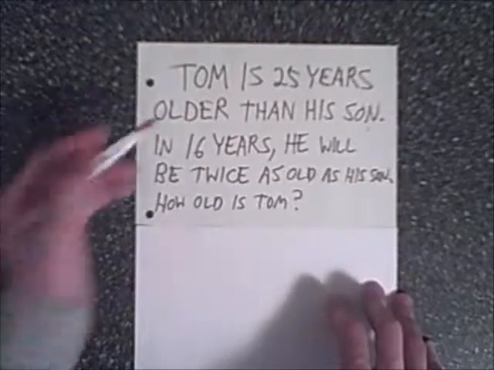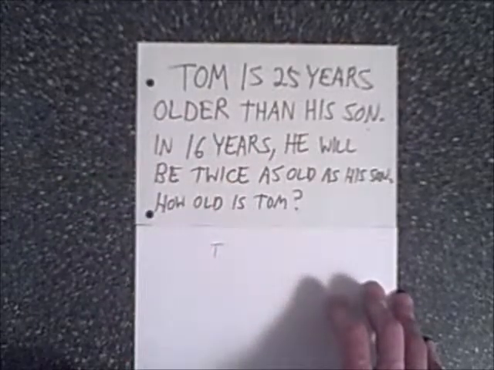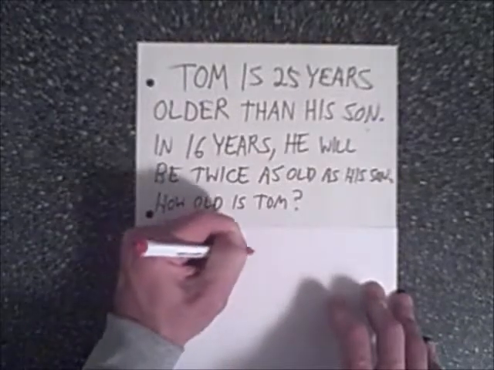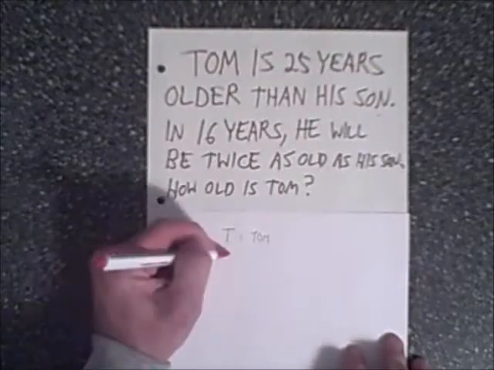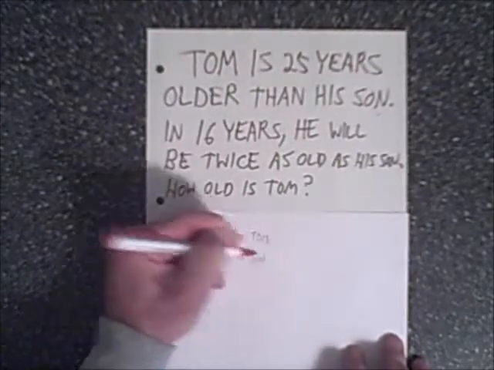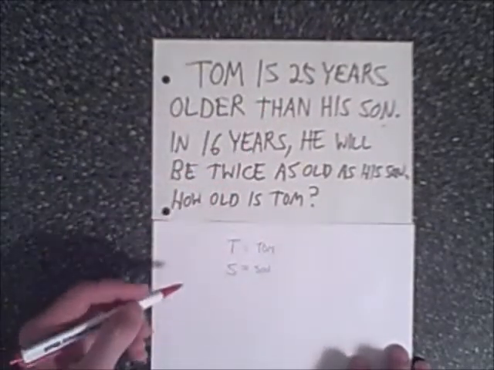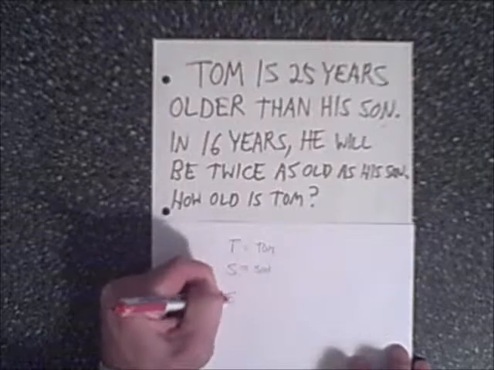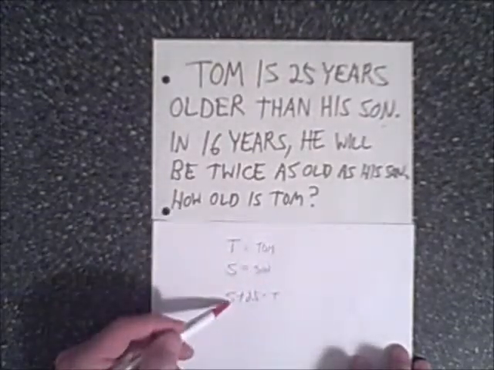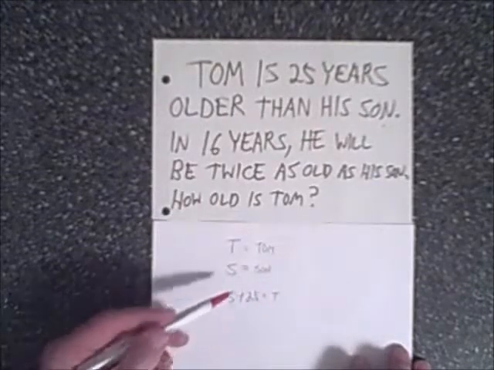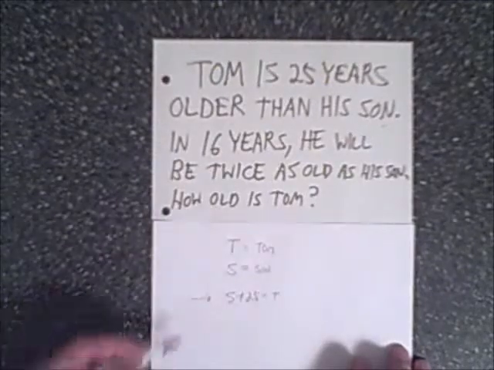Okay, so Tom is 25 years older than his son. So let's call Tom T. Is Tom. Okay, start writing something down. And his son, we'll call his son S. Is his son. Okay, and Tom is 25 years older than his son. So basically, S plus 25 equals T, right? So if his son is 10 years old, Tom would be 35. If his son was 25, Tom would be 50. So we know this equation is a good way to represent Tom.